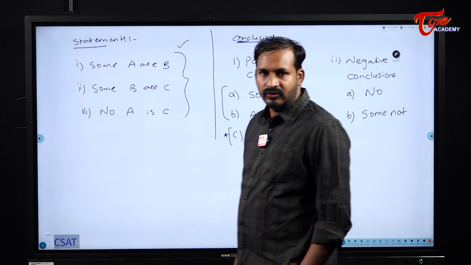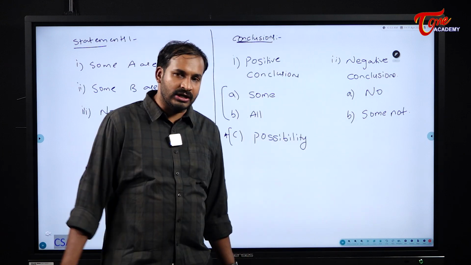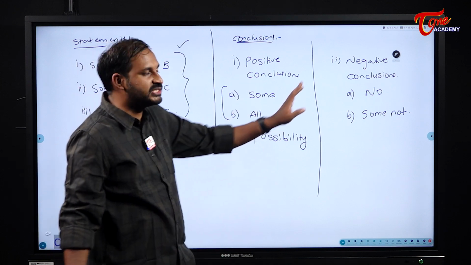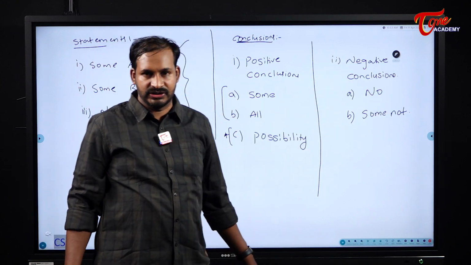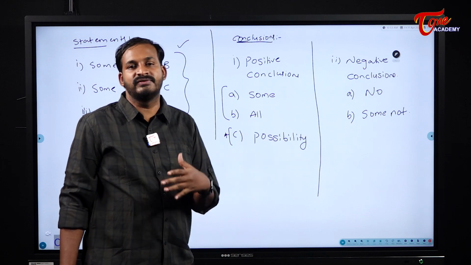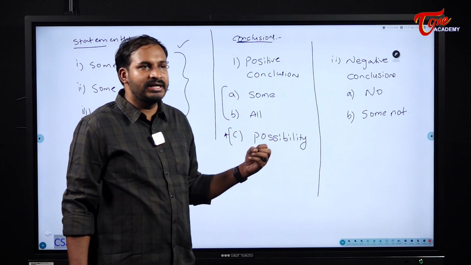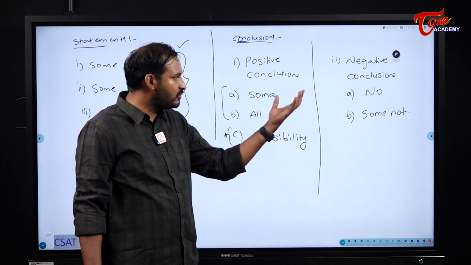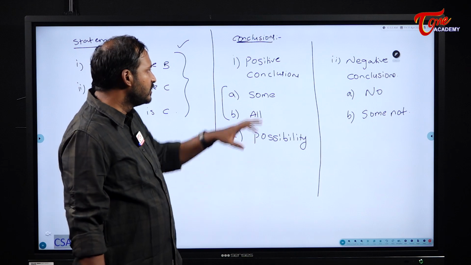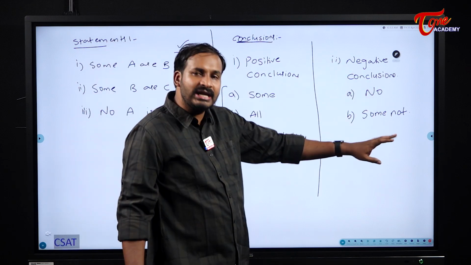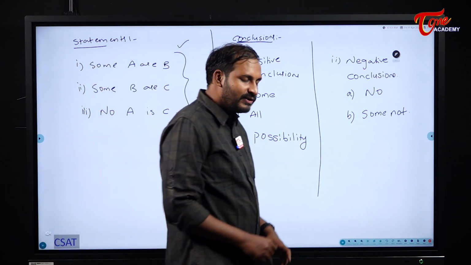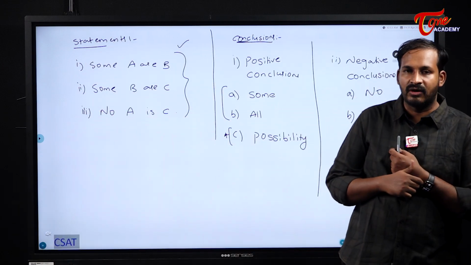This is a negative conclusion. So when it comes to conclusions, we will have two sets of conclusions. One is positive conclusions and the other one is negative conclusions. We will deal with them separately. How we will deal, we will see later. But as of now, we should know what are positive and what are negative. So these are positive conclusions and these are negative conclusions. Okay, sir, we understood.